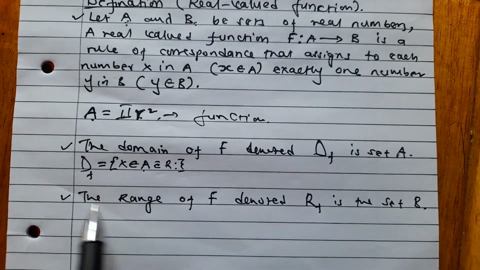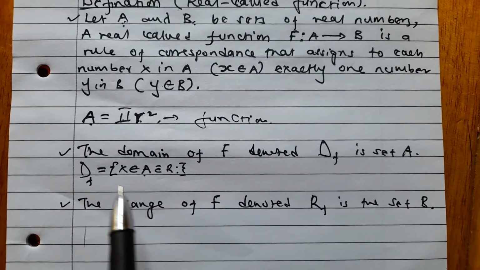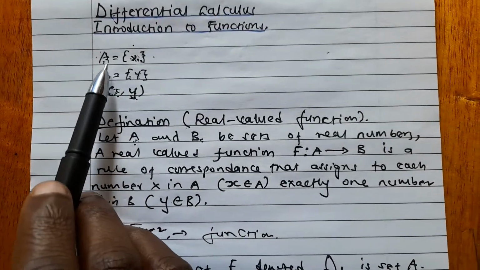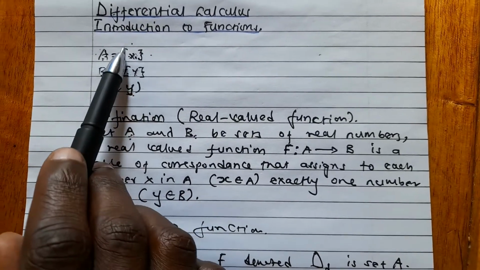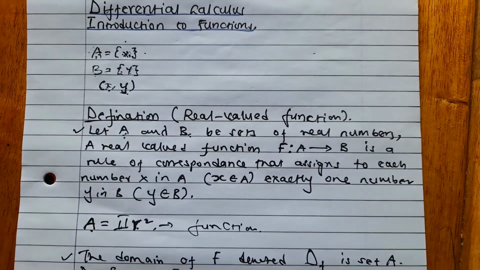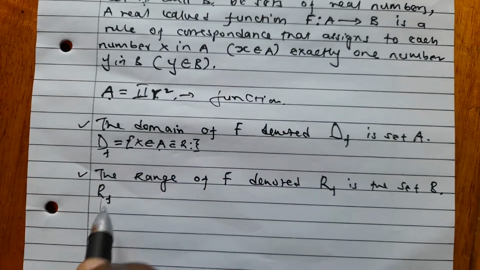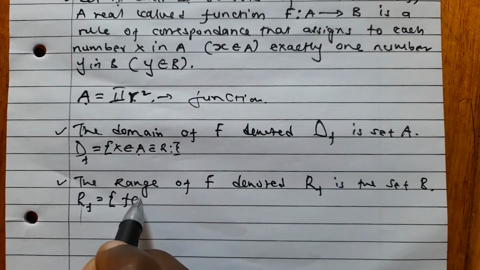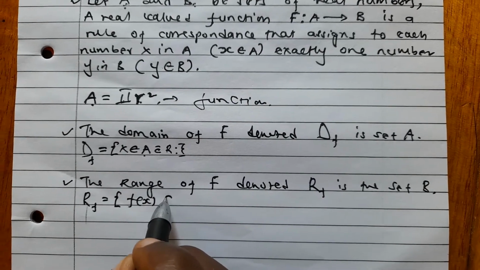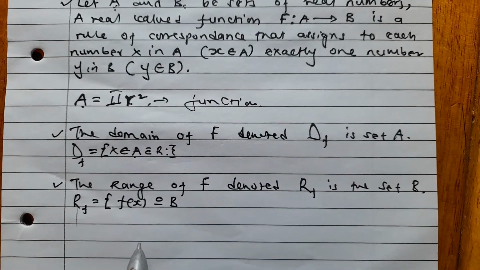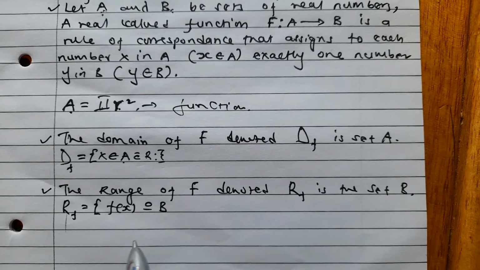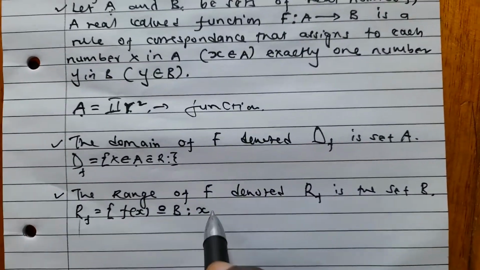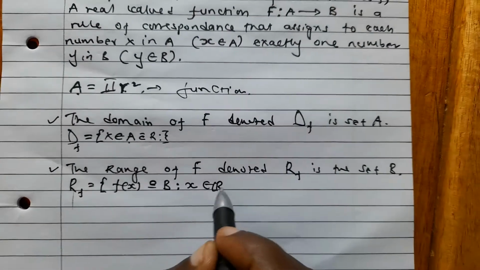It consists of all images of the numbers in A. The set B consists of all images of the members of A. And it can also be represented symbolically as the range of f being a subset of B, because maybe some members are not actually outputs, such that this x is in real numbers.